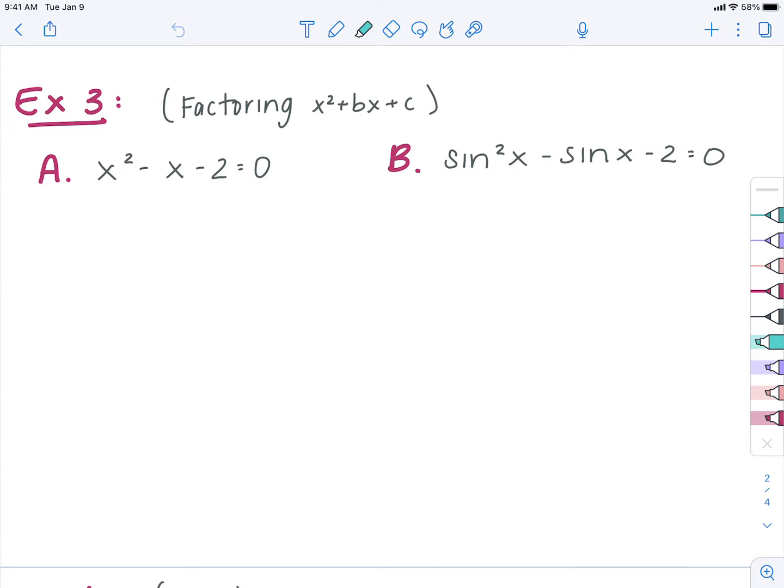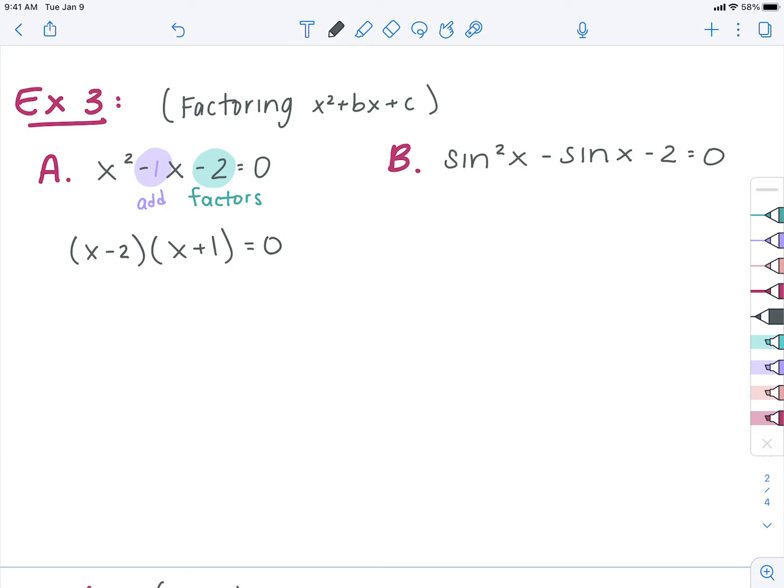So remember, when we're factoring, we're asking ourselves, what are factors of negative 2? Factors of negative 2 that add to negative 1. Negative 2 and positive 1, right? So we would say x minus 2 and x plus 1 equals 0.